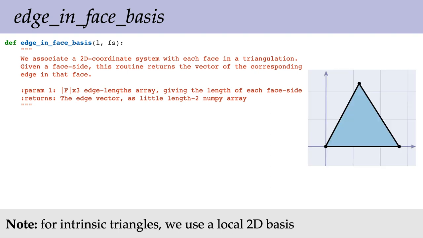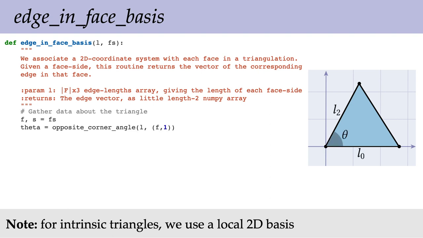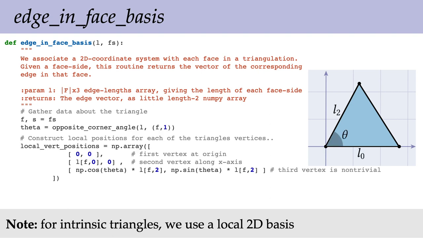And we'll define this coordinate system by just logically laying out each triangle in the plane like you see on the right. So one axis of our coordinate system will be aligned with the zeroth edge of the triangle. As always, computing the coordinates of the vertices in this local layout is super easy. We just gather a few geometric quantities, so the length of two of the edges as well as one of the angles. And then we construct the position of the three vertices in this layout via some elementary geometry.